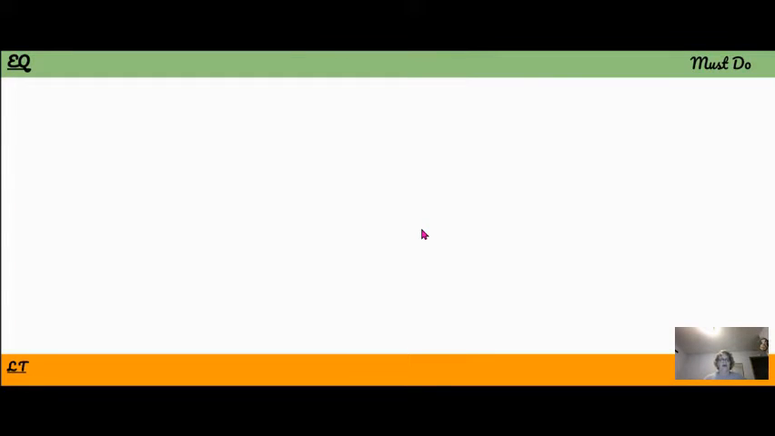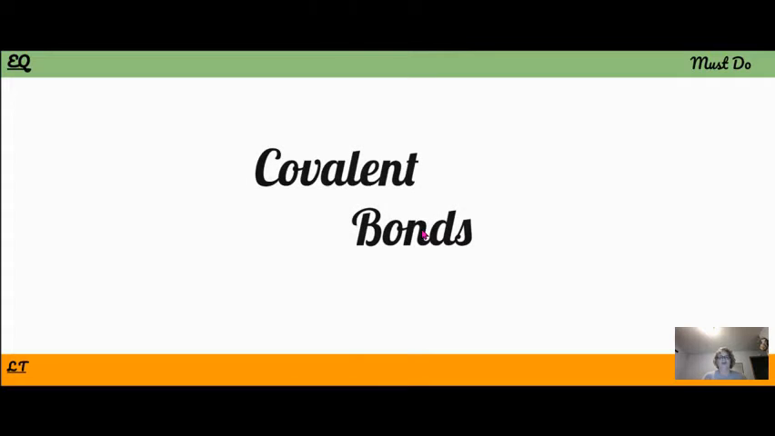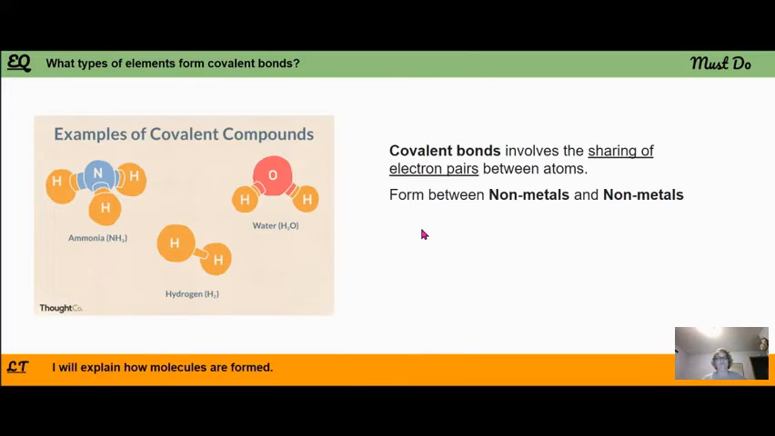Okay, Hux, we're back. And we are still looking at covalent bonds. This time we're going to talk about what type of elements form covalent bonds. And we're still on our track of I will explain how molecules are formed. Okay, so remember that molecules are formed using covalent bonds, right?